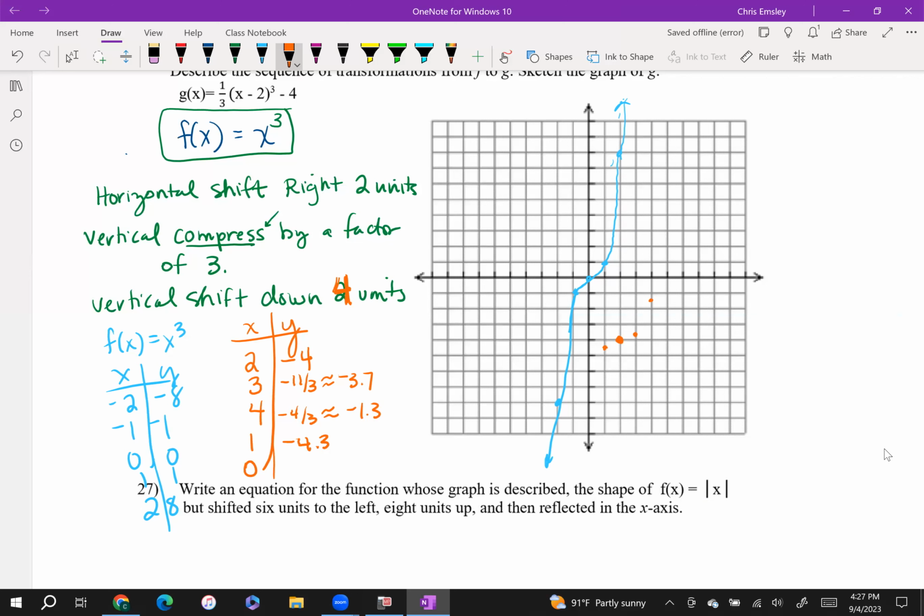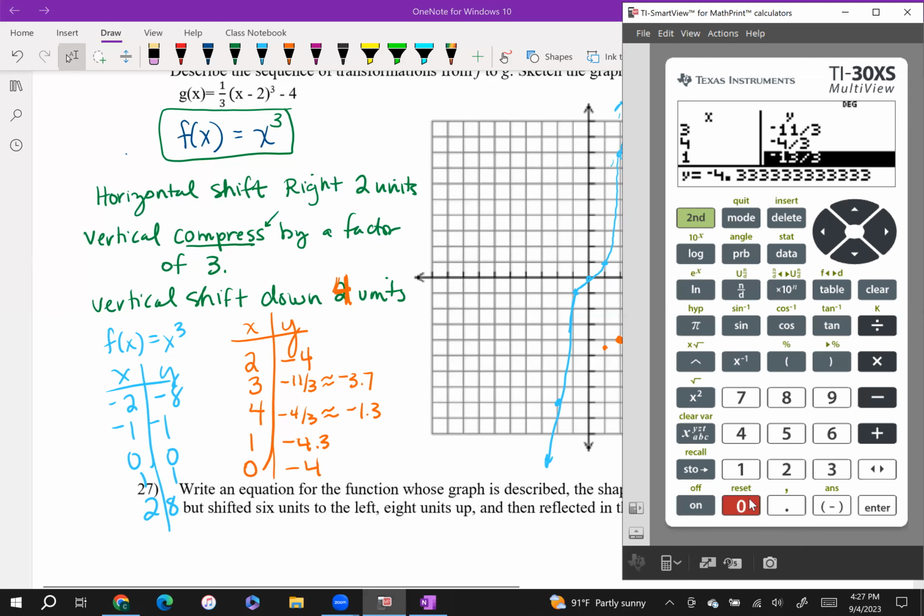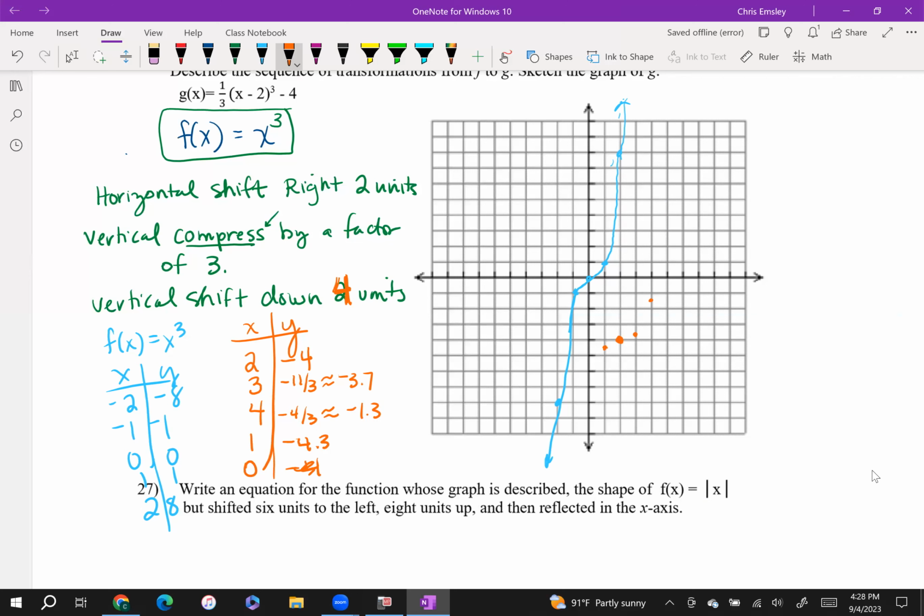And 0 is going to be negative 4. I can do that one in my head. 0, 1, 2. Nope. Oh, it's not. Silly. Let's type it in here. Let's not do it in my head. 0 is going to be, not even close. 0 is negative 20 thirds, which is negative 6.7. 1, 2, 3, 4, 5, 6.7, about there.